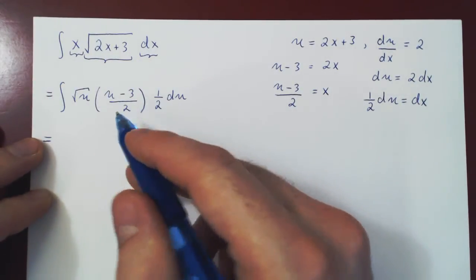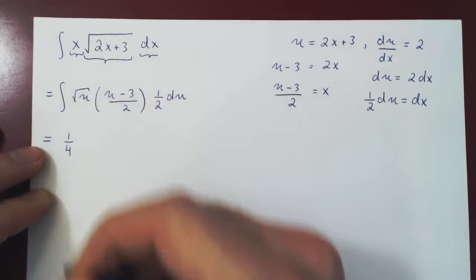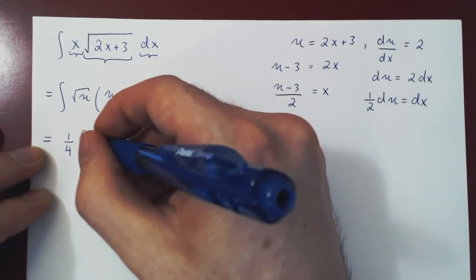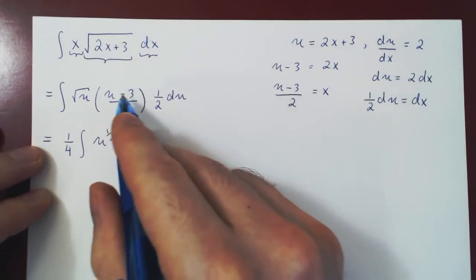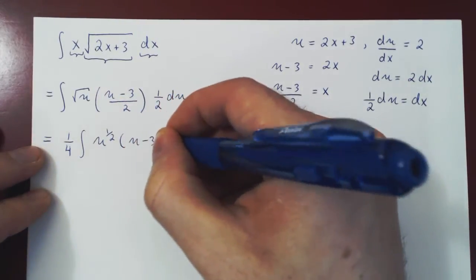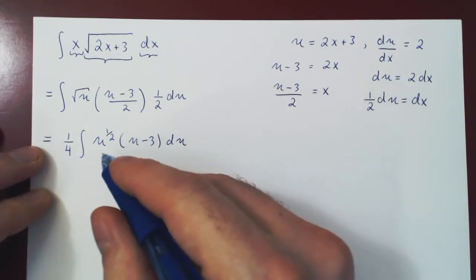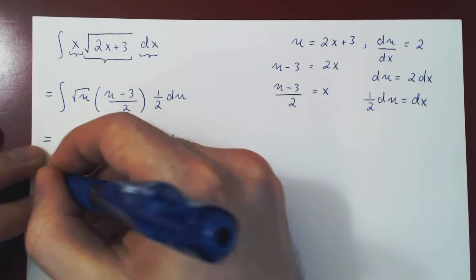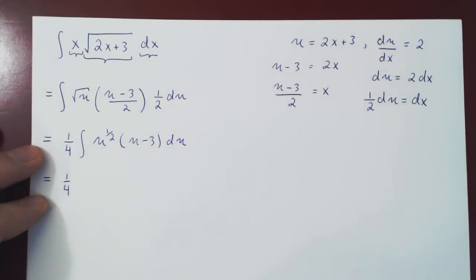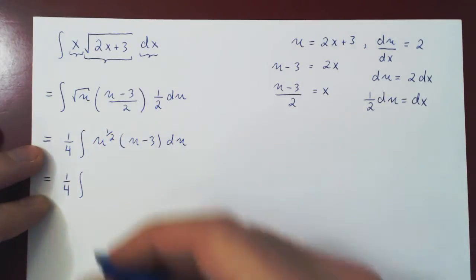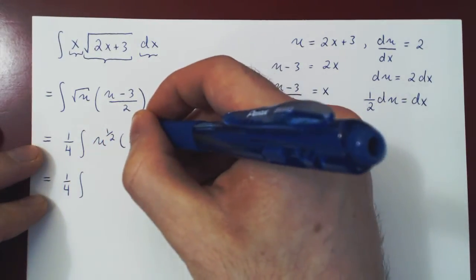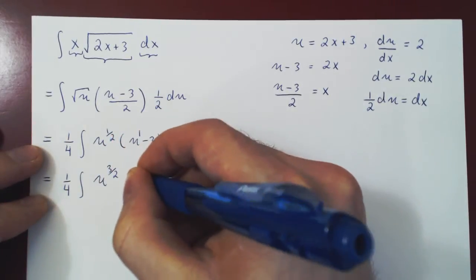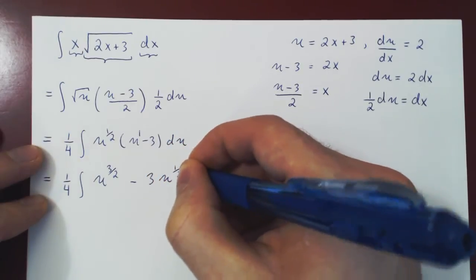Let's clean this up. 1/2 times 1/2 is a quarter. It's a constant multiple, so factor it out of the integral, which leaves you with replacing root by a 1/2 power: u to the 1/2 times (u minus 3) du. And to integrate this, now we can multiply out by u to the 1/2. u is u to the 1, so we get 1 plus 1/2, 3/2, minus 3 u to the 1/2.